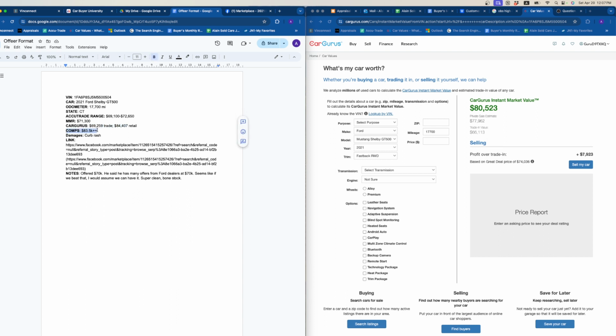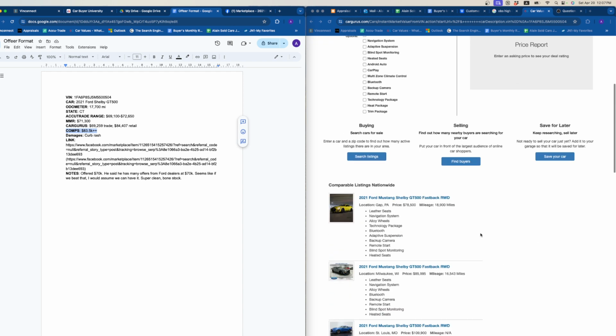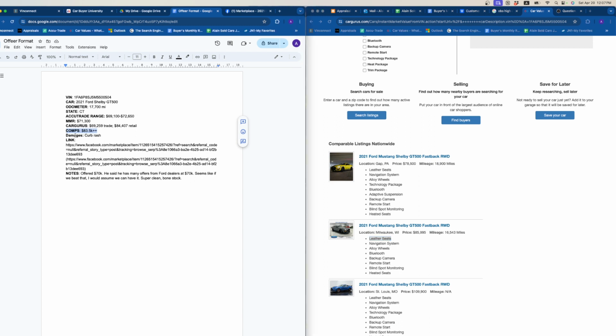And then you can put the comps. So what are the comparable cars listed at? In this case, 78.5, 85. So this is just an example for me to take a look, or for the dealer to take a look and say, hey, well, this is the cheapest one in the country, 78. We can buy it for 70. Seems like a good deal, etc.